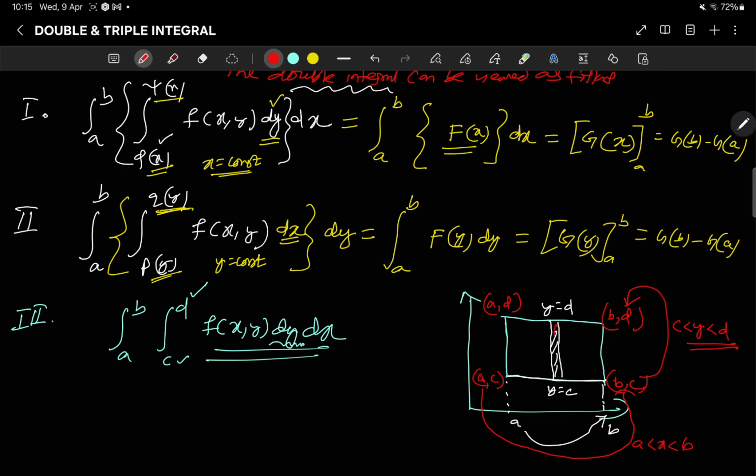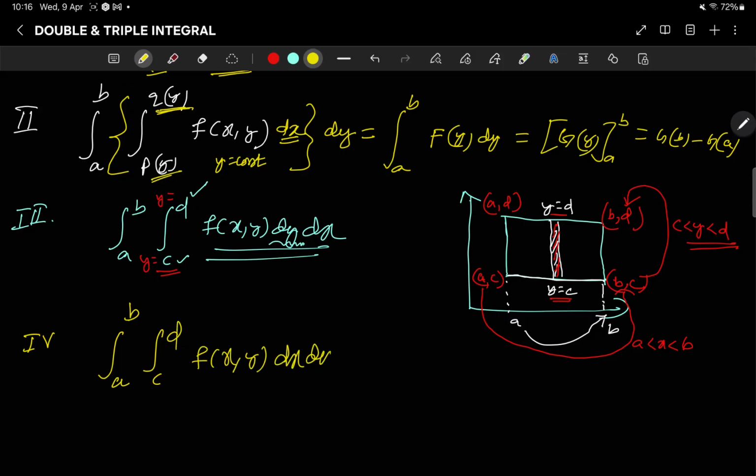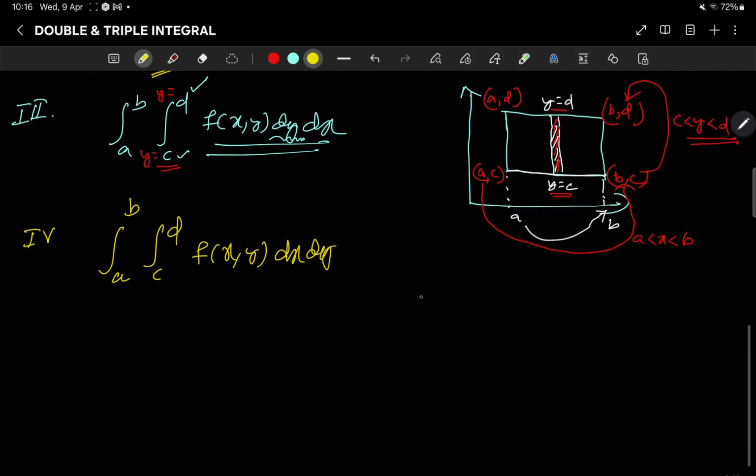However, the real interpretation is like this: we have to take the vertical strip. The lower limit is y equal to c, and the upper limit is y equal to d, or we simply write c to d. And in the fourth type, suppose I write integral a to b, integral c to d, f of x y, dx dy. What is the interpretation of this? The interpretation here is that we have a horizontal strip.